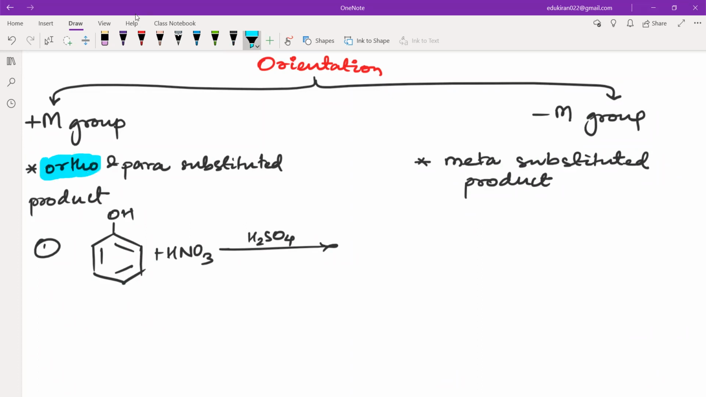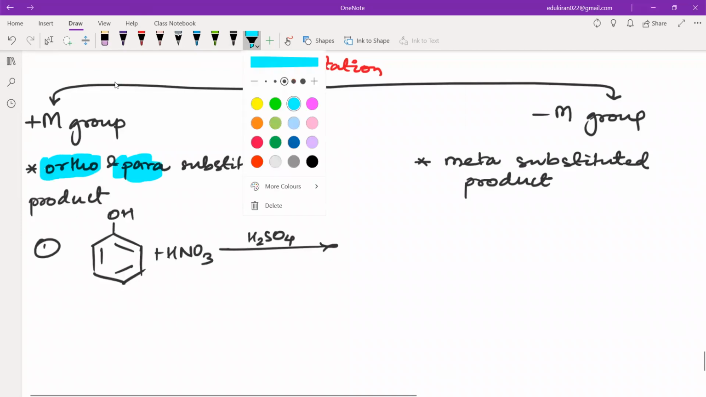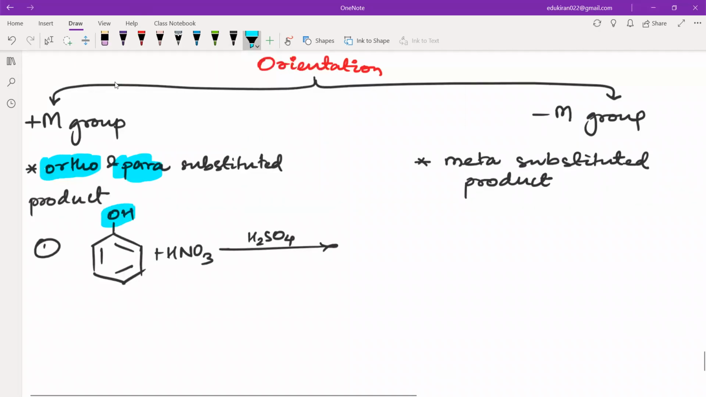OH है भाई. What happened, Samaira? OH कौन सा ग्रुप है भाई, ये बताइए ना. रिएक्शन तो यहाँ से हो रहा है ना. NO2 तो अभी लगा नहीं है. NO2 लगेगा तब तो माइनस M होगा. अभी क्या है? Plus M. Plus M है. So we will get how many products? 2 products. Ortho and para.